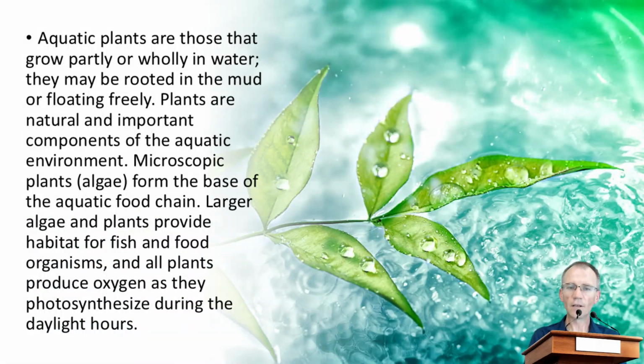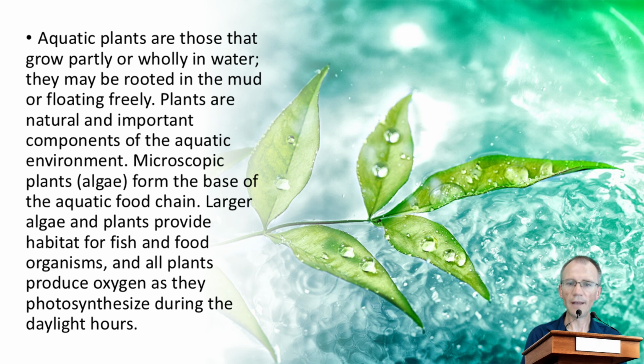So let's ask, what are aquatic plants? Aquatic plants are those that grow partly or wholly in water. They may be rooted in the mud or floating freely. Plants are natural and important components of the aquatic environment. Microscopic plants or algae form the base of the aquatic food chain.